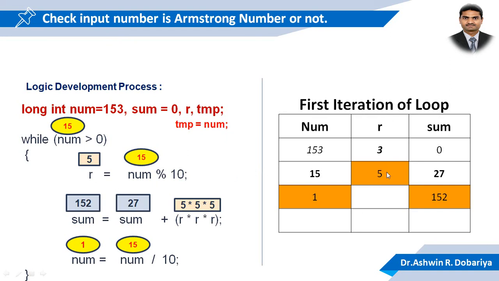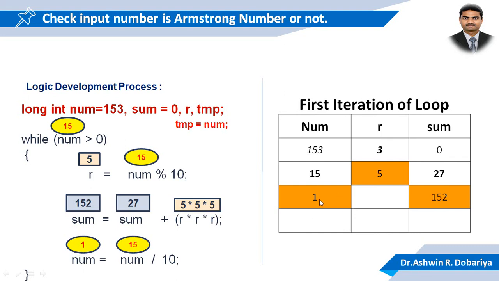Now what is the latest value of sum? 27 plus the cube of r, and the latest value of r is 5. So 5 multiplied by 5 multiplied by 5 means 125. 125 plus 27 becomes 152. So the latest value of sum is 152. After that, again 15 divided by 10. It gives 1.5, but again 0.5 will be ignored, so it will store only 1.